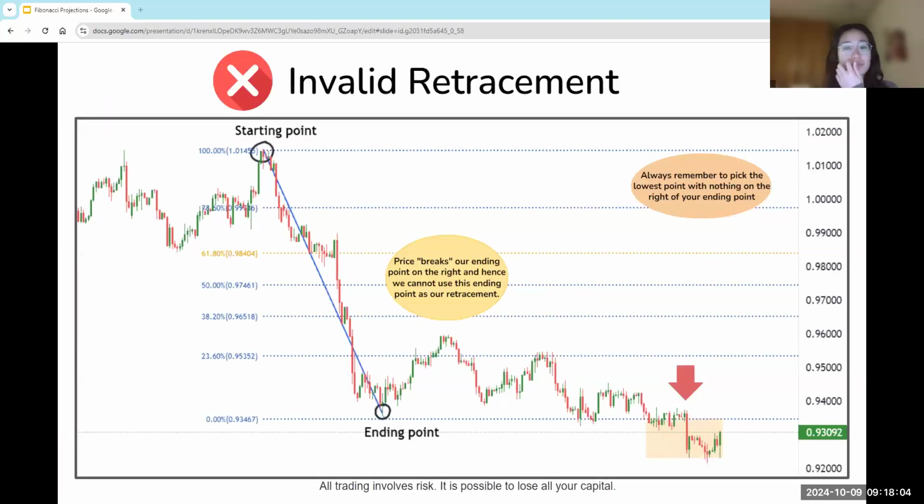So it's completely different from our Fibonacci expansions. Here's an example of an invalid retracement. Price has broken that 0.0% level and has made a lower low. So you want to always remember to pick the lowest point with nothing on the right of the ending point. You can see because price has broken below this ending point, it's made a lower low. So we can't use this Fibonacci retracement anymore.